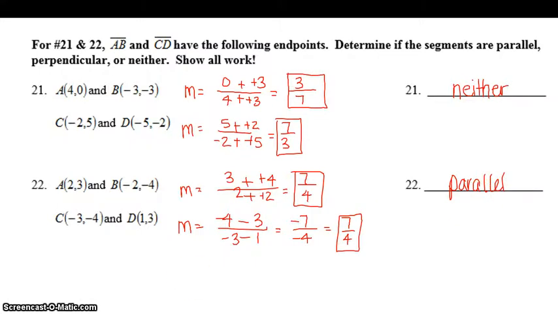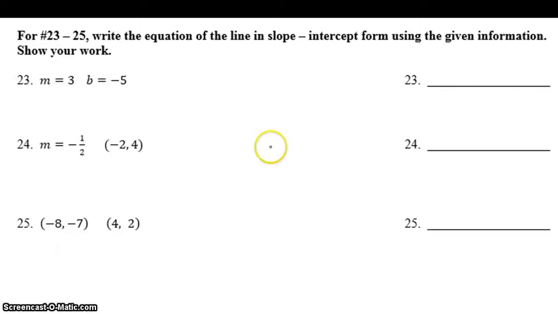Okay? All right, next. This is from section 3.5, writing equations of lines given some information. So here, this is the easiest kind. So you're just going to plug it in. y equals 3x minus 5 is your equation. So that one you don't need to show any work for.